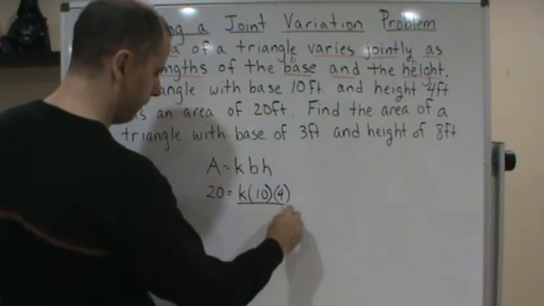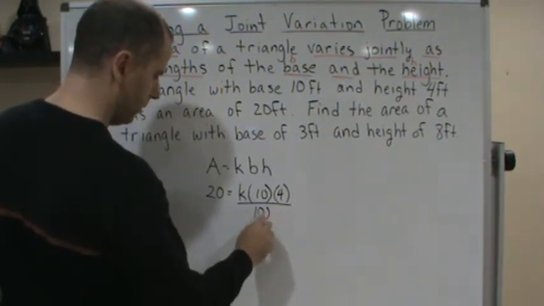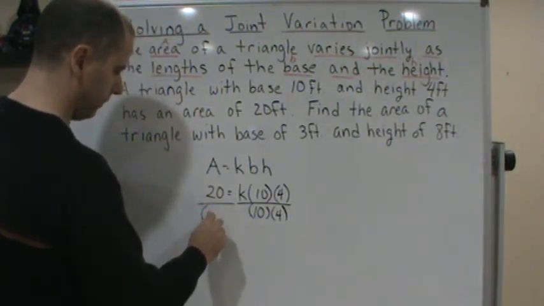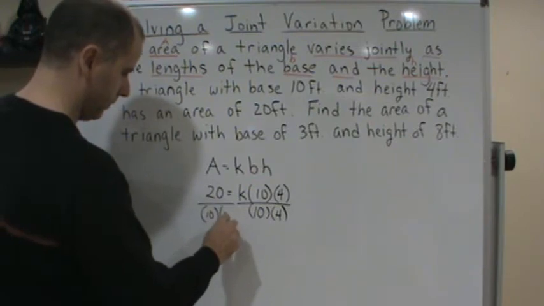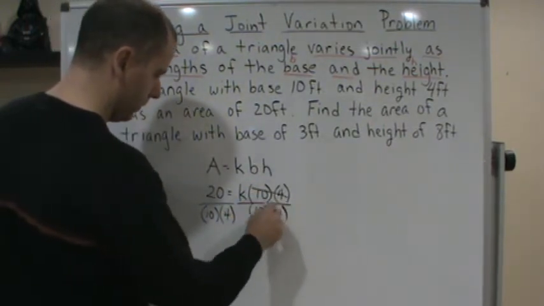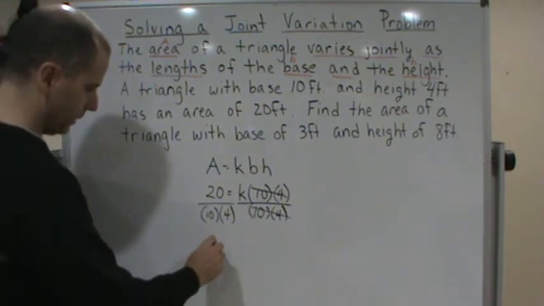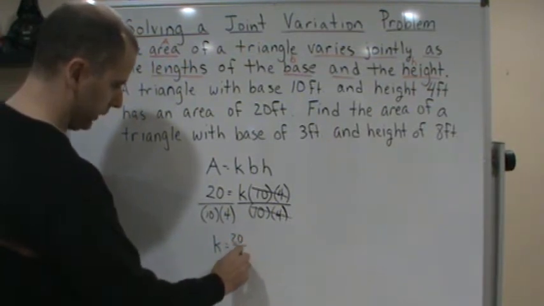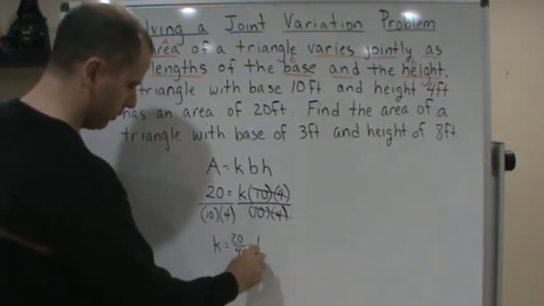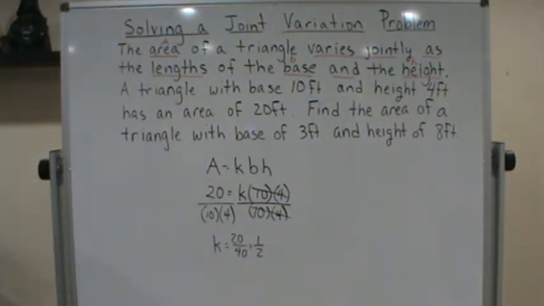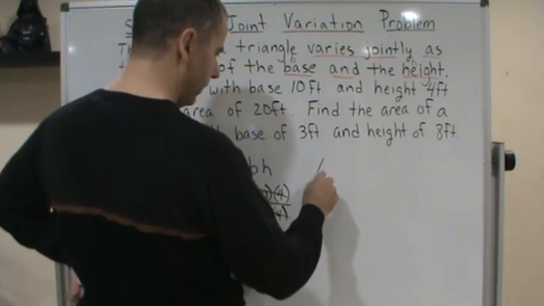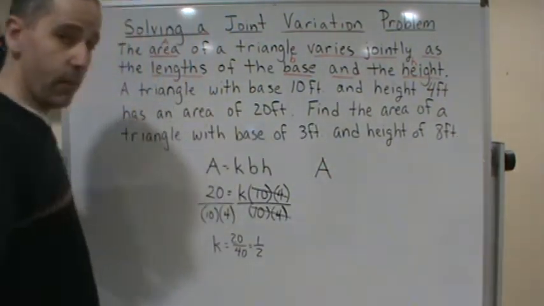If we divide both sides, you just solve it for K. So what do we get? We get K equals 20 over 40, which equals 1/2. Some of you might have looked at that and said, oh yeah, obviously that's the answer. But let's continue. Now, what do we get? We get the area. What are we talking about? We're talking about areas of triangles.